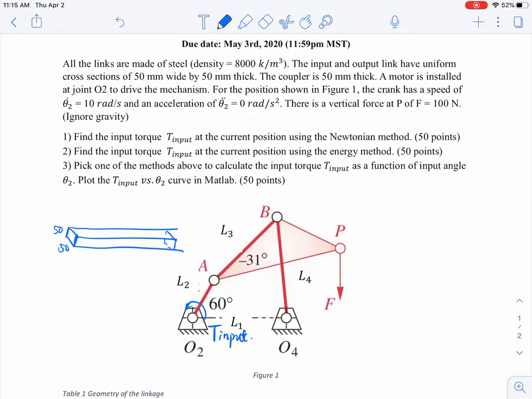And then this triangular coupler is actually a plane with a uniform thickness. I tried my best to draw it out. Okay, that's it. That's your joint A, that's your joint B, that's your joint P. And then the thickness is also 50 millimeters. You can easily calculate the volume of each link, and then based on the density, you can calculate the mass.